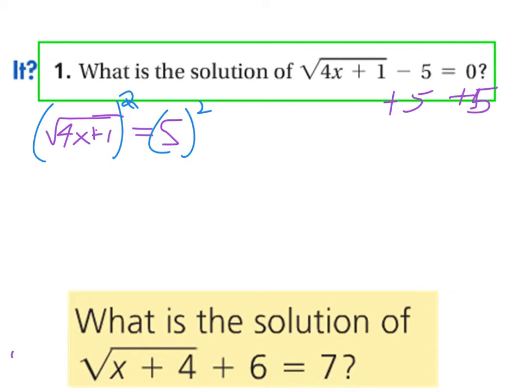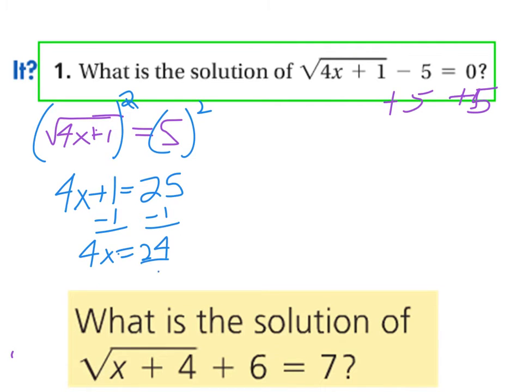And the squaring and the square root, they just undo each other. So the left side is just 4x plus 1. We get 25 again. So we'll subtract the 1. 4x equals 24. Divide by 4. X equals 6.